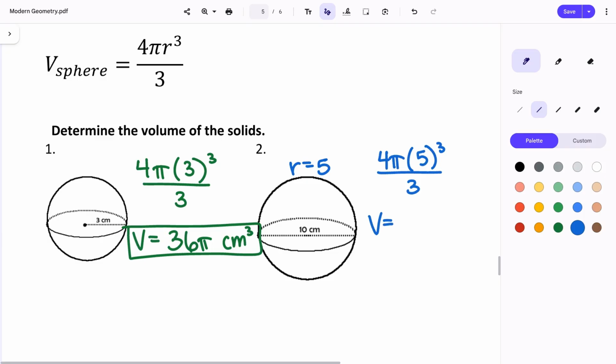Again, I would take 4 times 5 to the 3rd power divided by 3. If you're not sure how to type in an exponent of 3, you could do it the long way and just do 5 times 5 times 5, or most calculators, whether you're using one of mine or your own, should have this button.